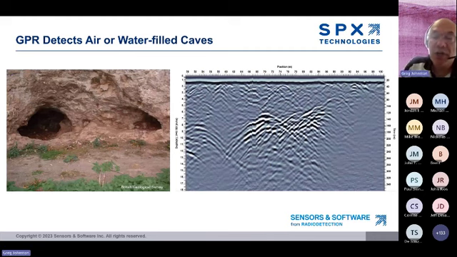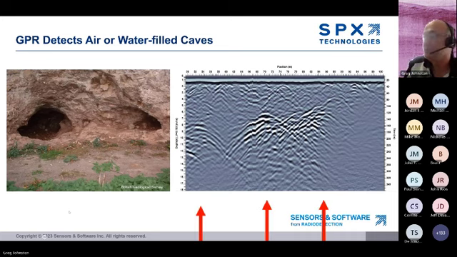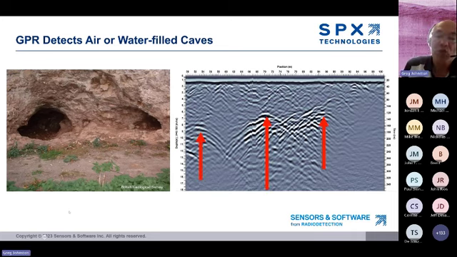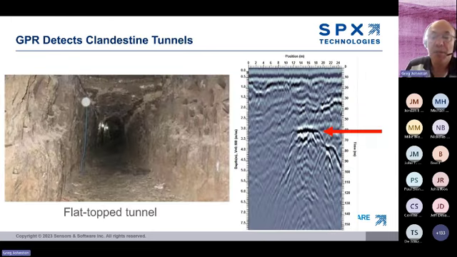Here's an example of GPR data showing caves in limestone. The strong reflectors indicating a strong contrast in materials. Here's an example of GPR detecting a clandestine tunnel. You can even tell that the top of the tunnel is flat.